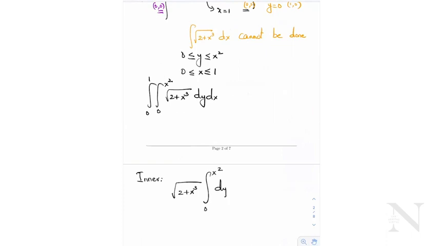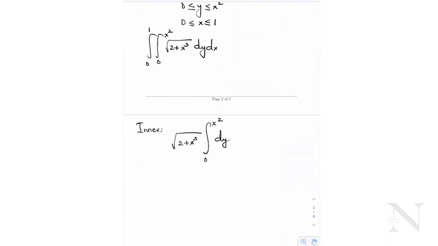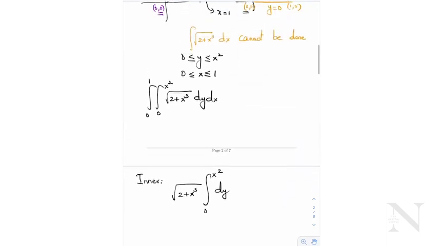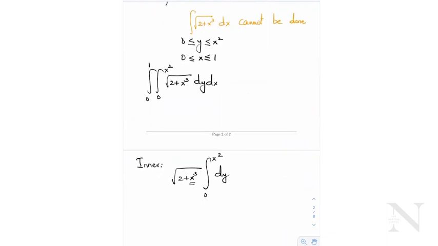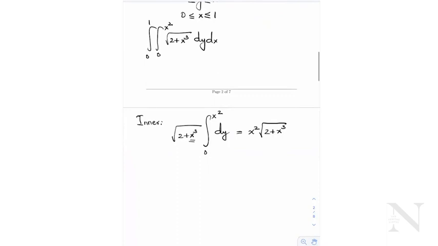I'm doing y first, so the other function is a constant. And remember how this function is nicely set up. You have an x to the 3 here, and we hope an x squared comes and saves us by letting us do integration by substitution, and that's exactly what is going on here. This is x squared times the square root of 2 plus x to the power of 3. And now, back to calculus 1. Outer integral, 0 to 1, x squared square root of 2 plus x to the 3 dx.